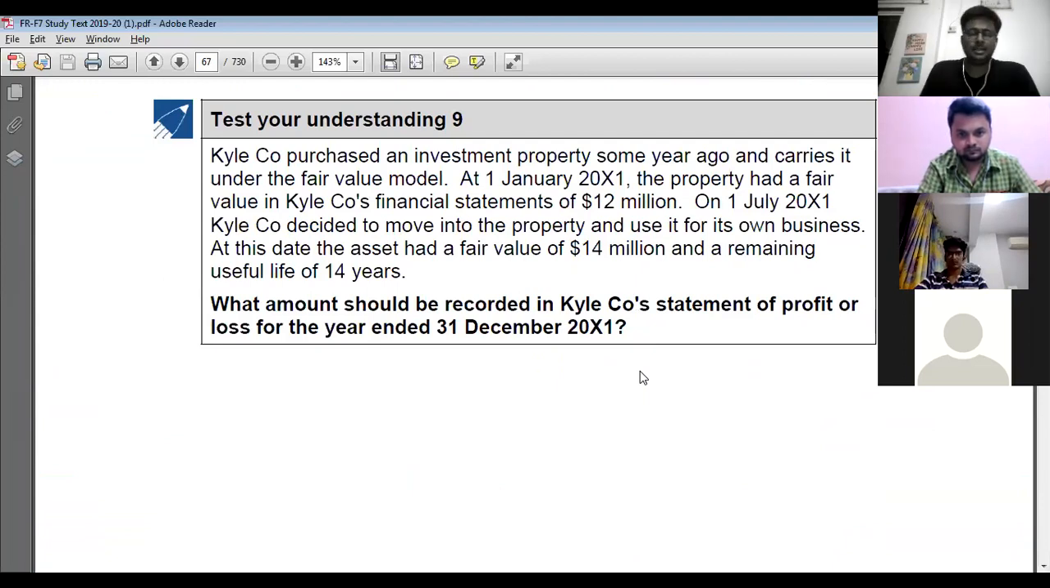Now say a company purchased an investment property some years ago and carries it under the fair value model. On 1st January 2011, the property had a fair value in the financial statements of 12 million. On 1st July 2011, the company decided to move into the property and use it for its own business. As on this date, the asset had a fair value of 14 million. Remaining useful life is 14 years. What amount should be recorded in the statement of profit or loss for the year ended December 2011?